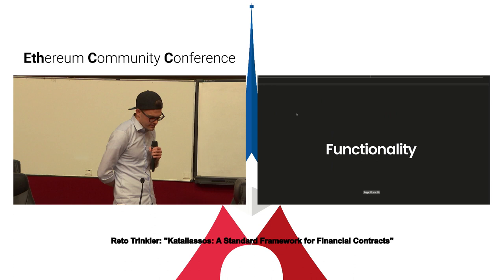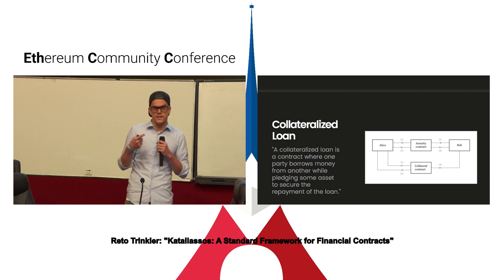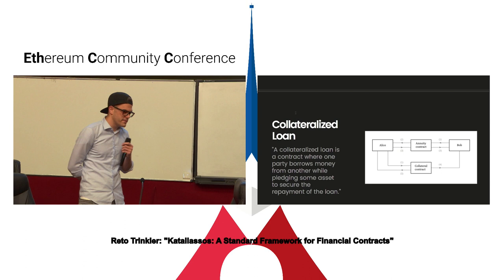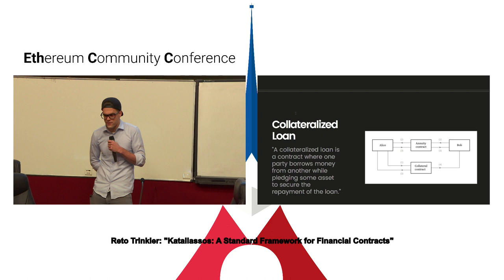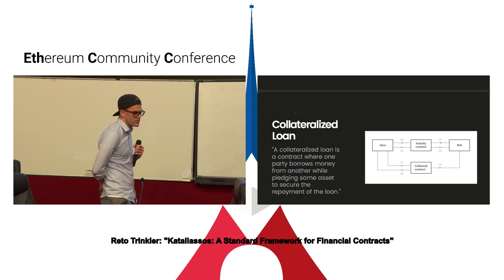Some basic functionality of Catalassos, really, like a collateralized loan. You just have two contract types of ACTUS, which are an annuity contract and a collateral contract. An example here would be Alice wants to put up a house that's tokenized as collateral and wants to get a loan from Bob.